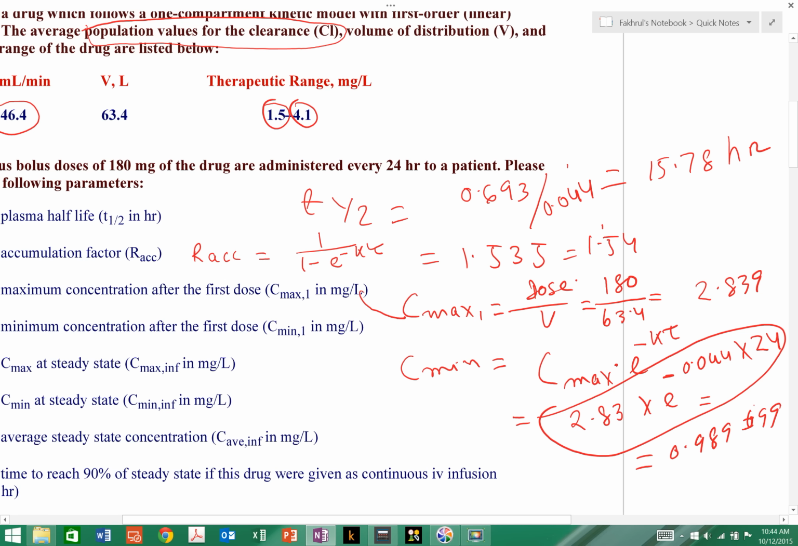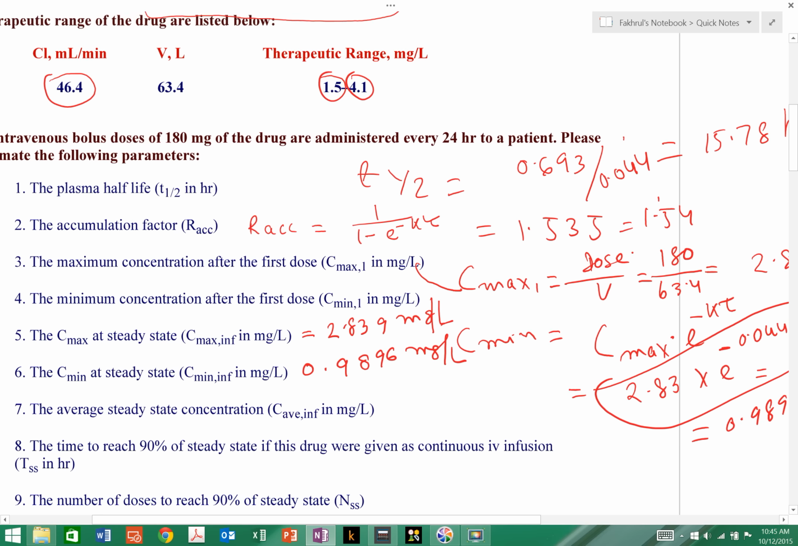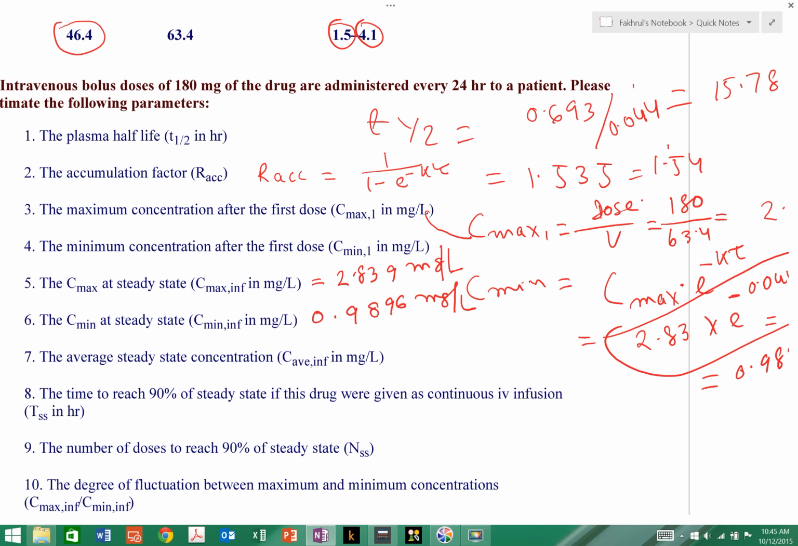So this is your Cmin. Your Cmax is going to be 2.839 milligram per liter, and your Cmin is going to be 0.9896 milligram per liter. Then we have to calculate the average steady state concentration.